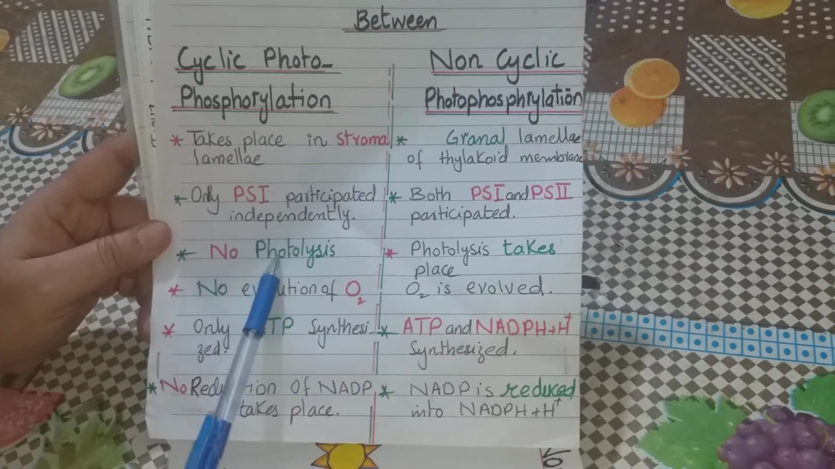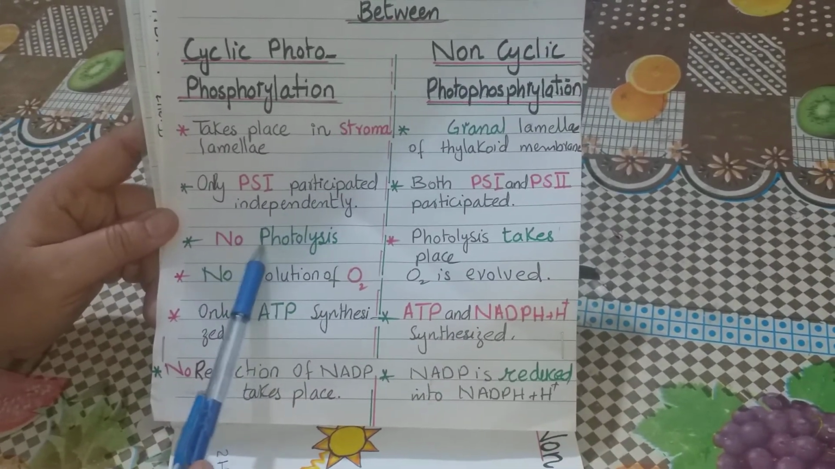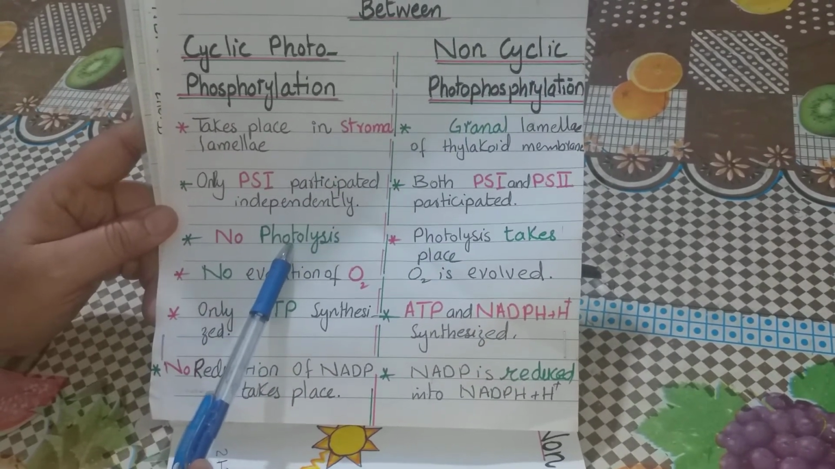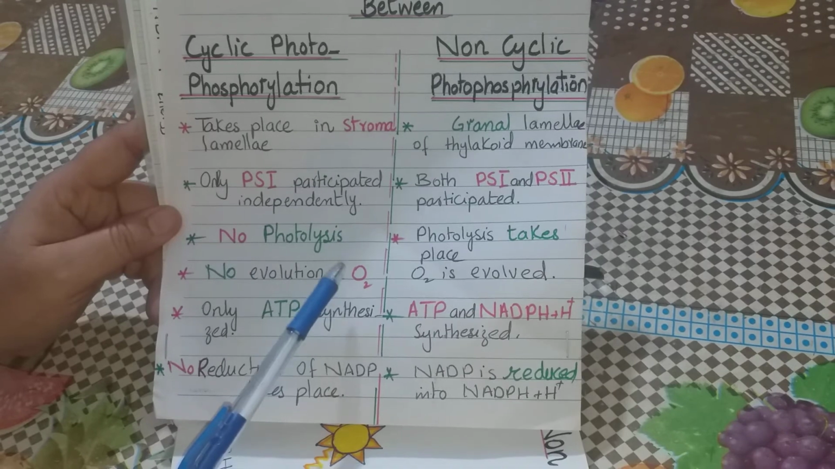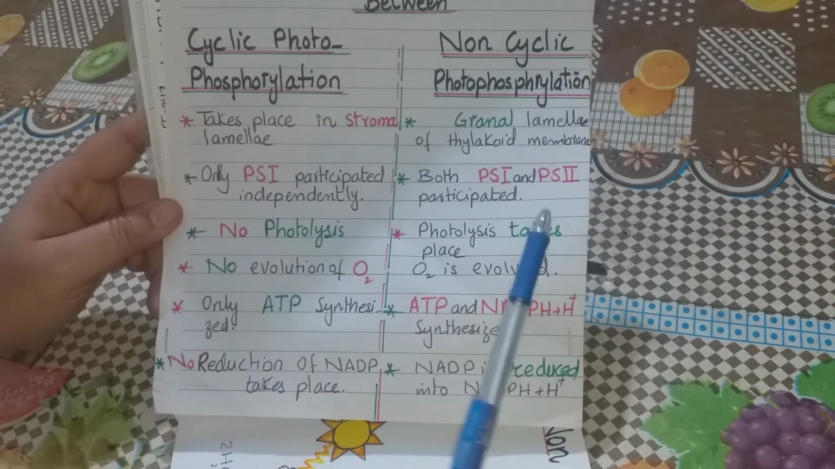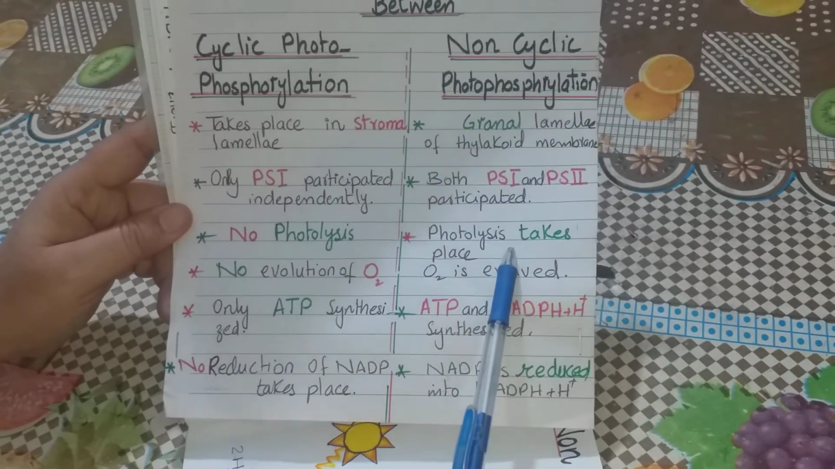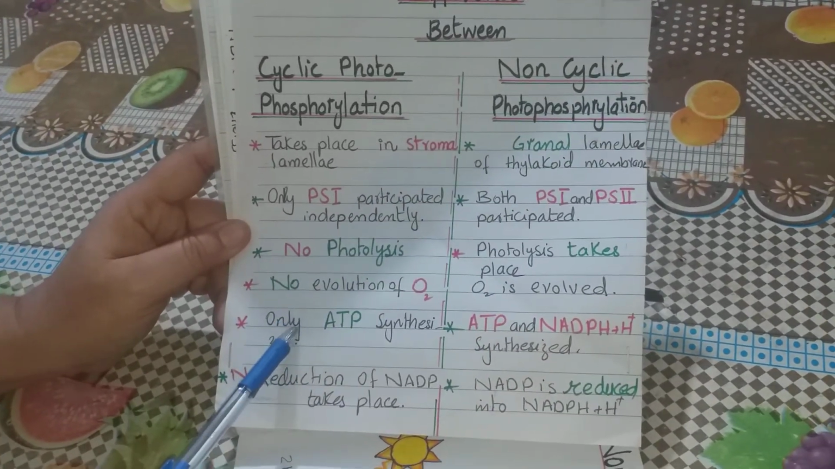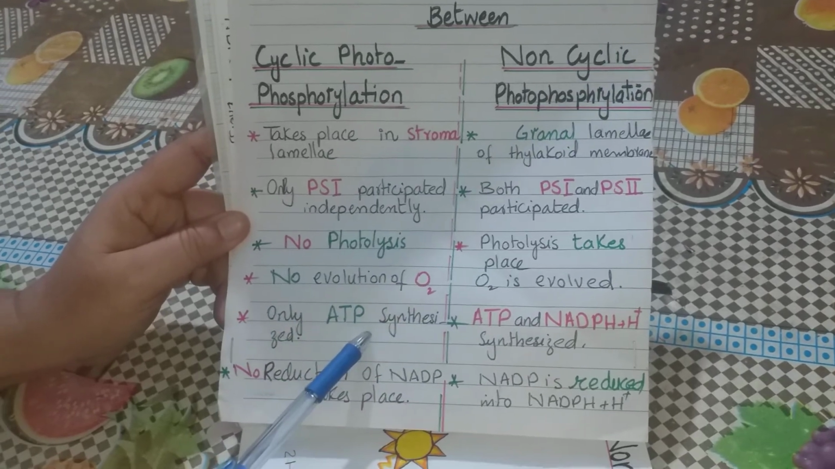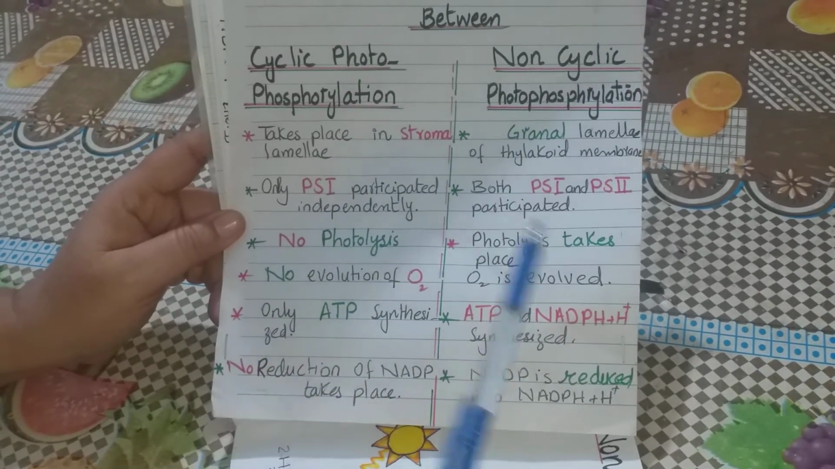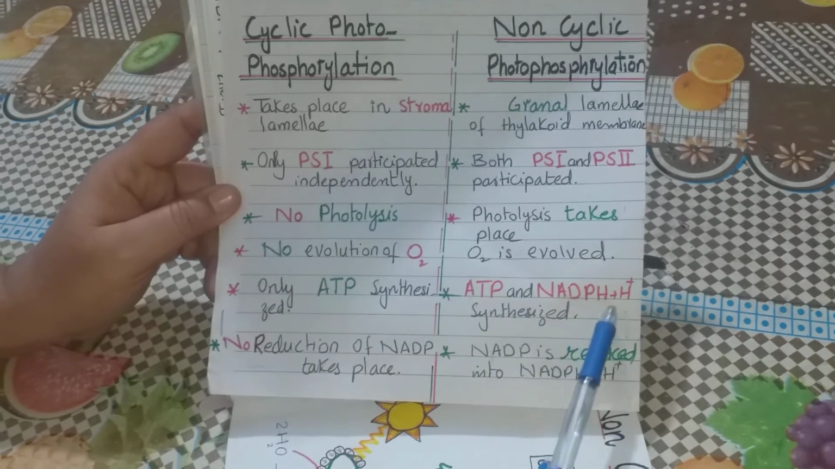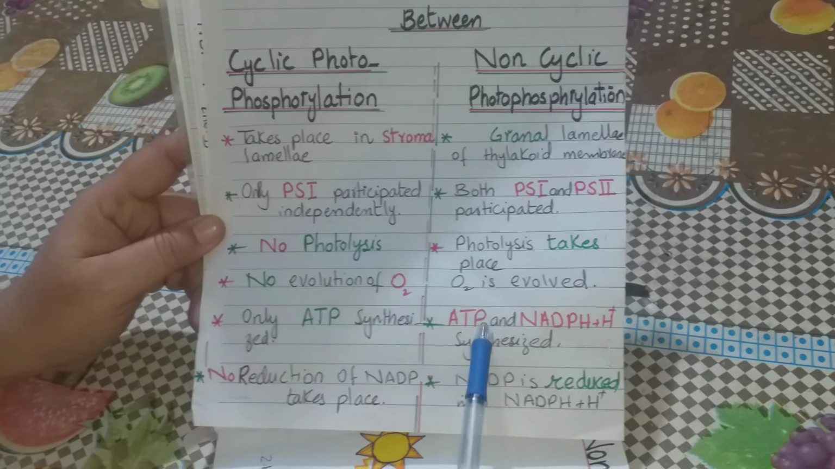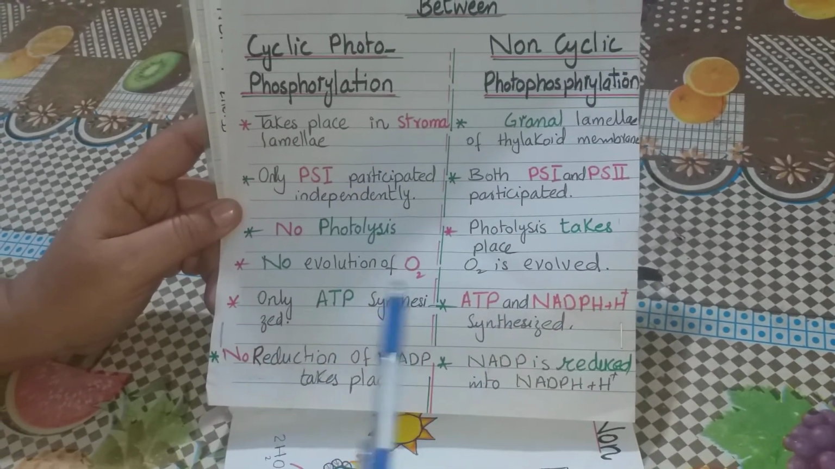In cyclic photophosphorylation, there is no photolysis. If there is no photolysis, there is no breakdown of water. If there is no breakdown of water, there is no evolution of oxygen. On the other hand, during non-cyclic photophosphorylation, photolysis takes place. As a result, oxygen is evolved. During cyclic photophosphorylation, only ATP is synthesized. On the other hand, in non-cyclic, NADPH plus H+ and ATP both are synthesized. Not only one, both assimilatory powers are synthesized over here.